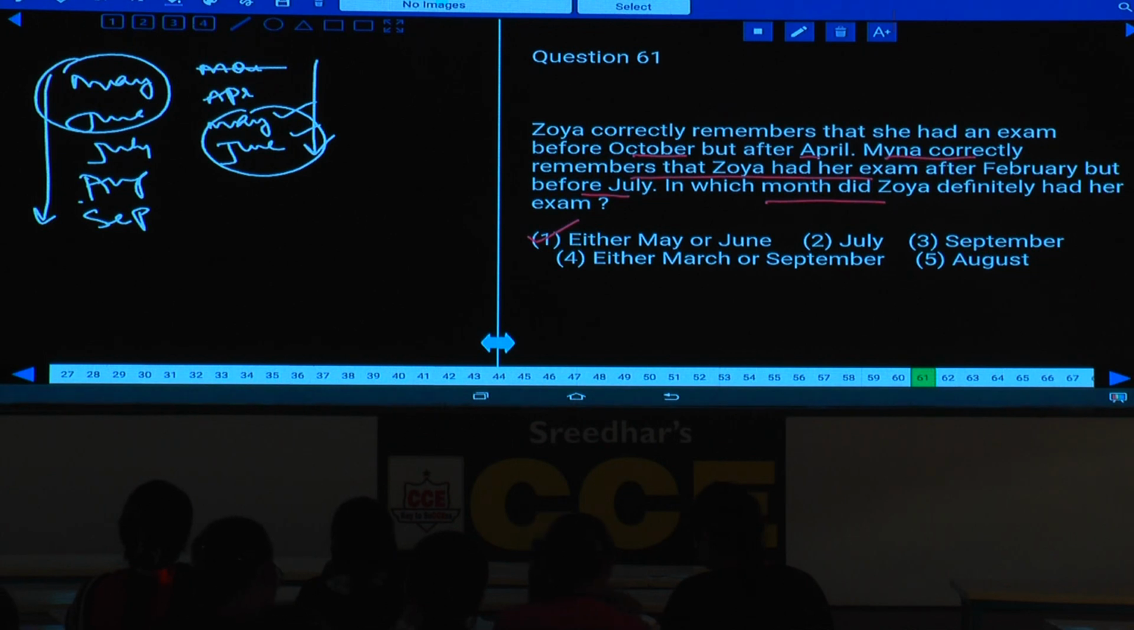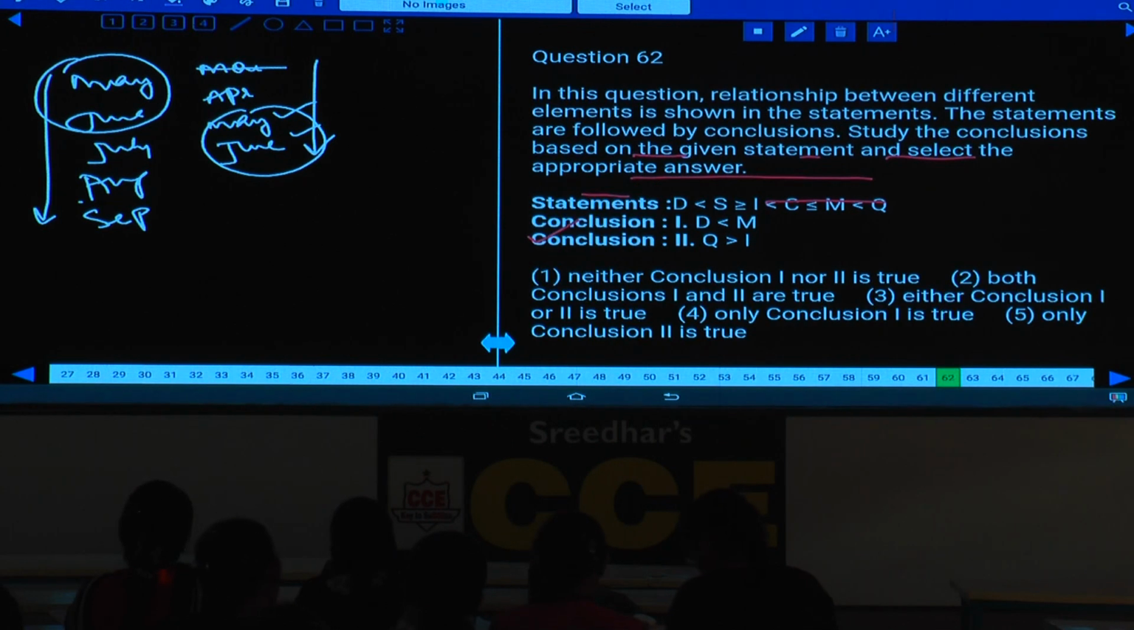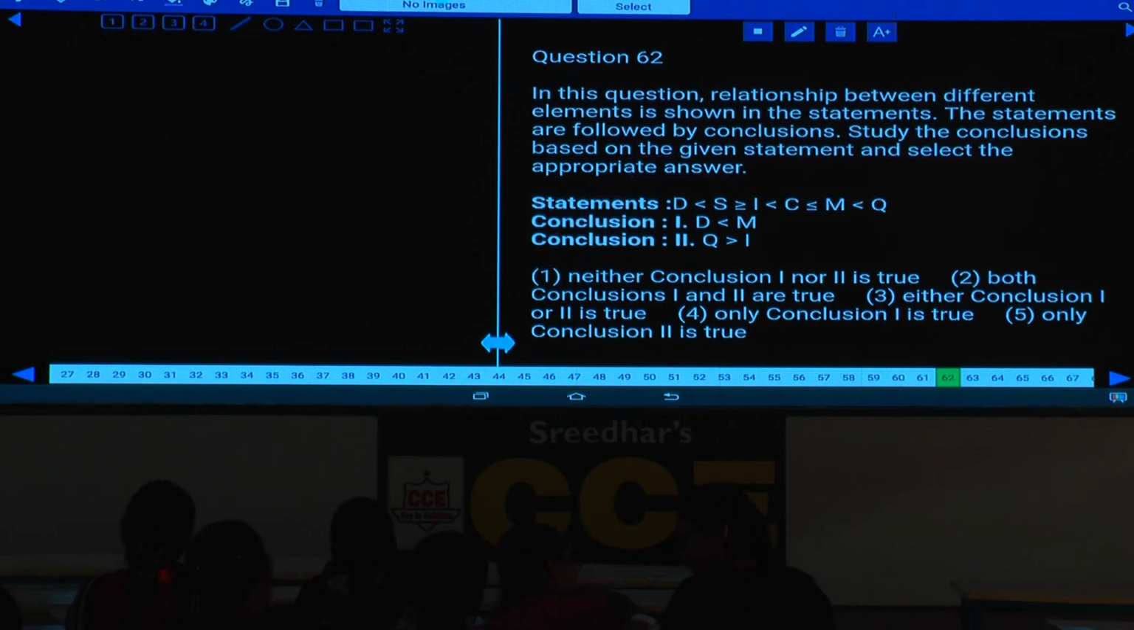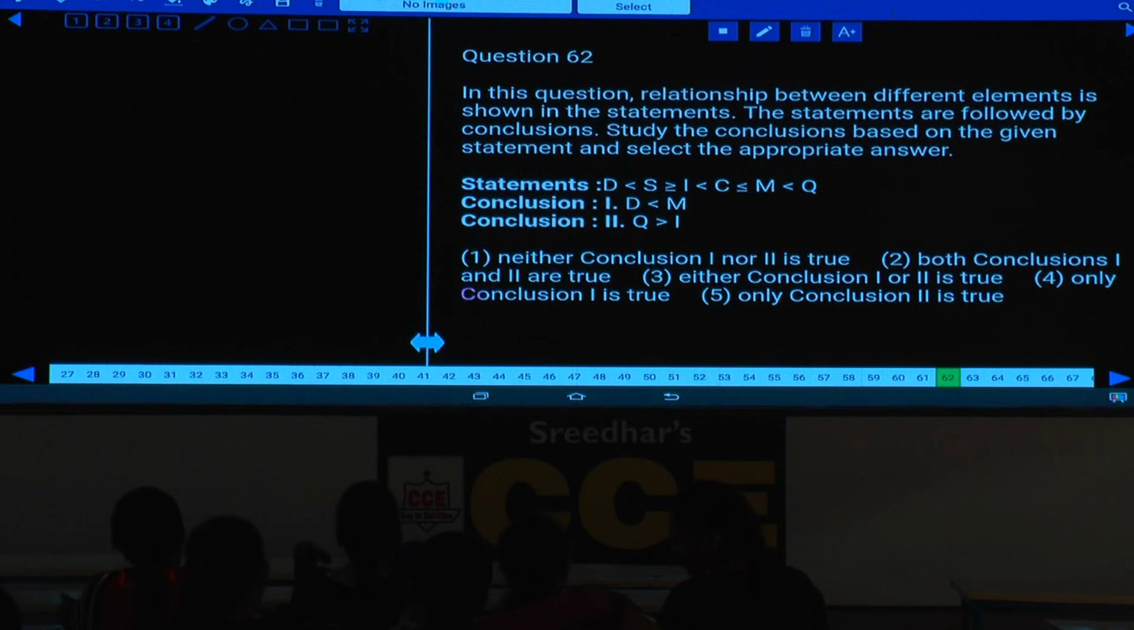And 62 to 65. Now this question number 62 to 65 comes under which category? Coded inequalities. Now in this one, tell me what is your answer. Question number 62, the relation between D and M.